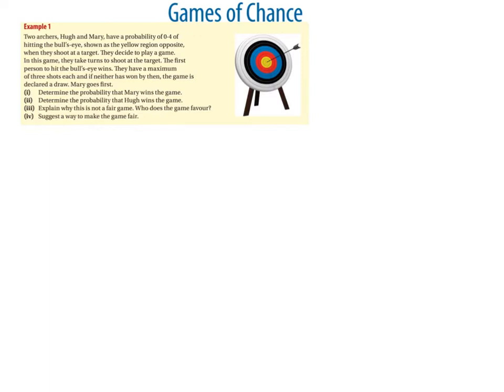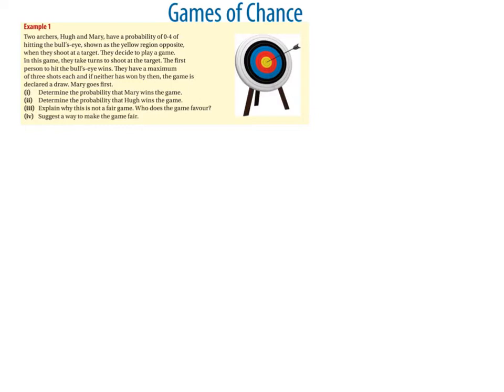It says two archers, Hugh and Mary, have a probability of 0.4 of hitting the bullseye as shown when they shoot the target. They decide to play a game. In this game they take turns to shoot the target. The first person to hit the bullseye wins. It's a maximum of 3 shots each, and if they haven't hit it, it's a draw. Okay, so Mary goes first. So let's determine the probability that Mary wins the game.